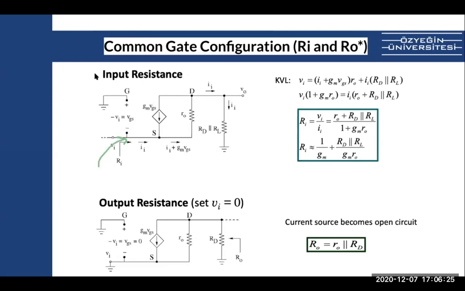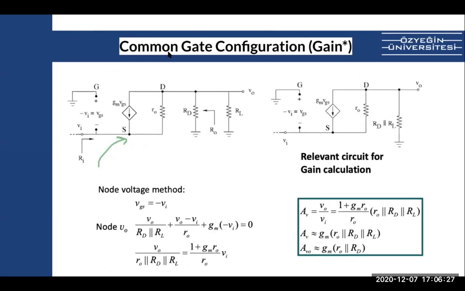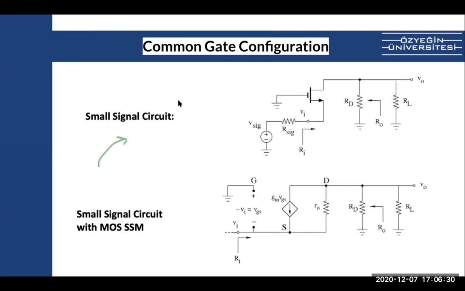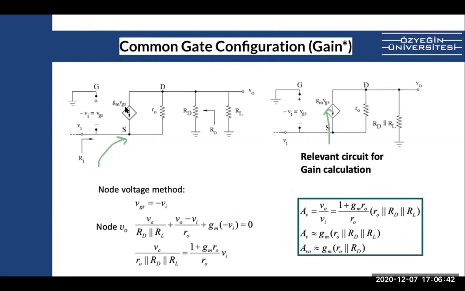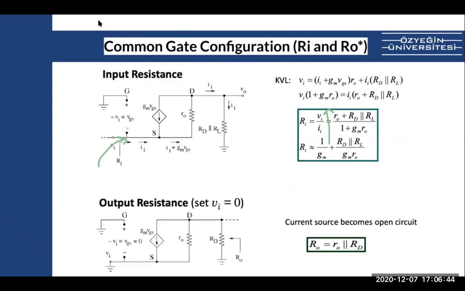Remember? Because for the common gate, this is the configuration, we are not connecting the signal to the gate. We are connecting the signal to the source. So your input impedance is not infinite anymore. So when you do the small signal, you will see that your input impedance is this. And because R0 is big, this usually goes to 0. So your input impedance is 1 over gm. Okay?